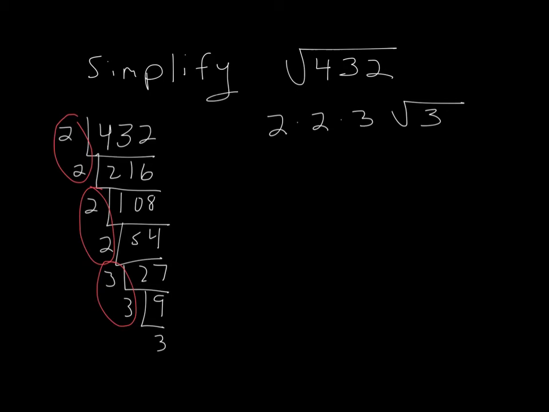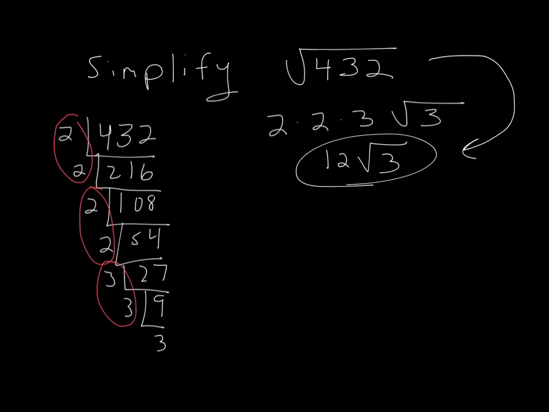So 2 times 2 is 4. 4 times 3 is 12. This is 12 square root of 3. We have simplified. We took this and we turned it into this. They are the same exact thing.